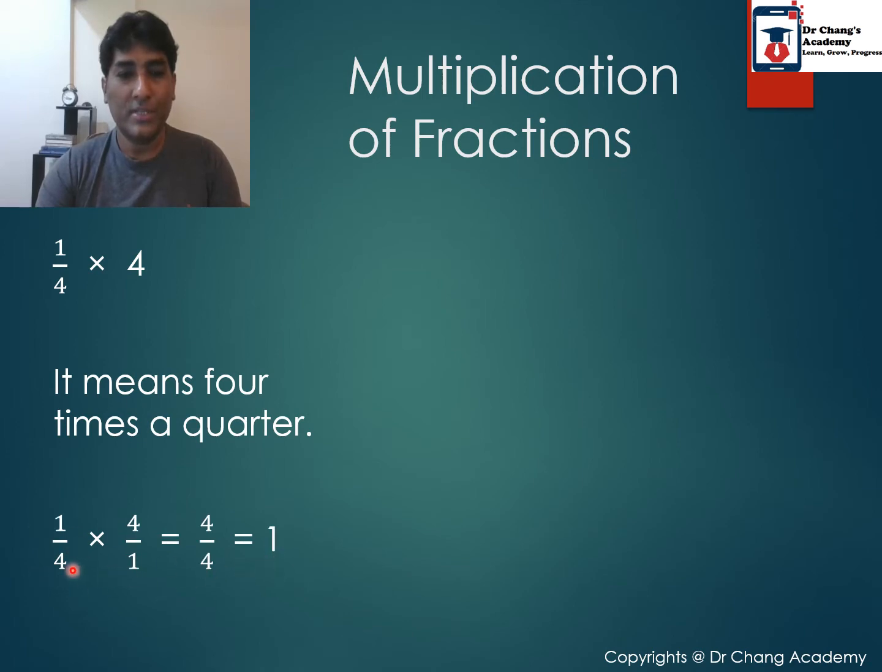And procedurally, this is what we do: 1 multiplied by 4. This 4 can be written as 4 over 1.